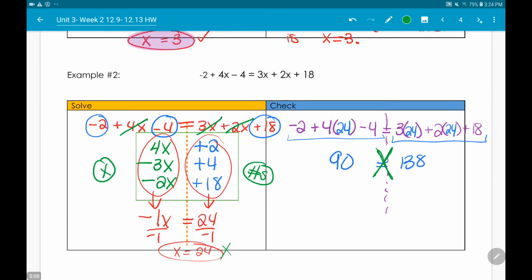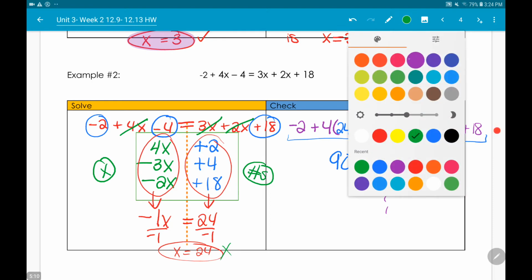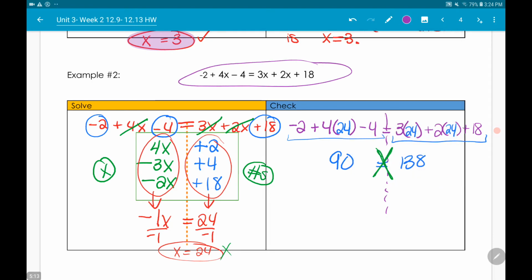All right, so let's see. First thing I ask myself when I go back is, did I copy this right? So let's see. I had a -2, positive 4x, minus 4 equals 3x plus 2x plus 18. Okay, so I copied it right. Now let's check our signs. So -2 was a number, and when I crossed it, it became positive. -4 was a number, I crossed it, it became positive, and 18 stayed the same. Okay, that's good.